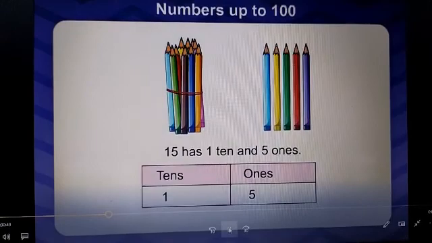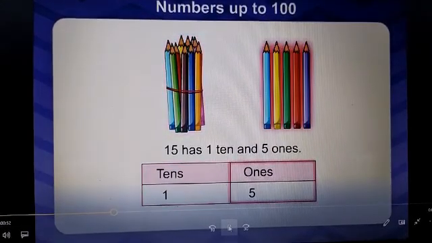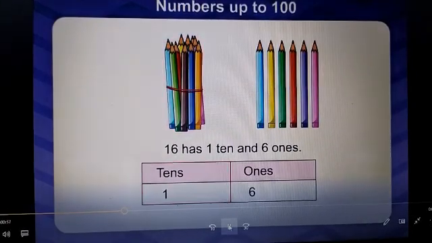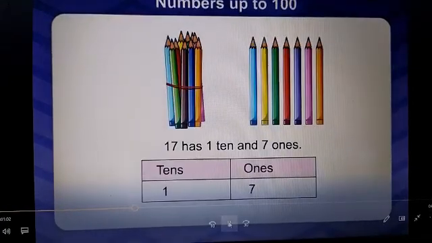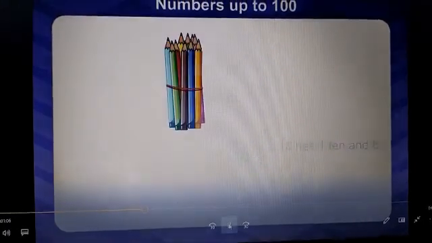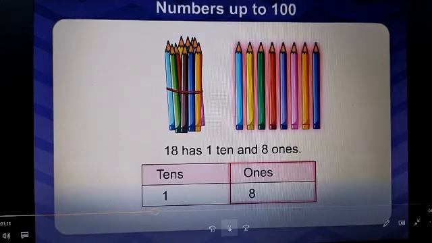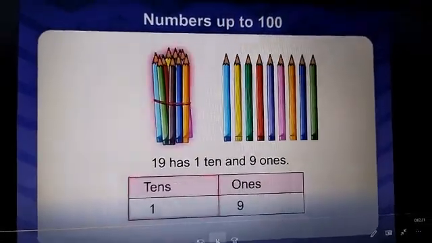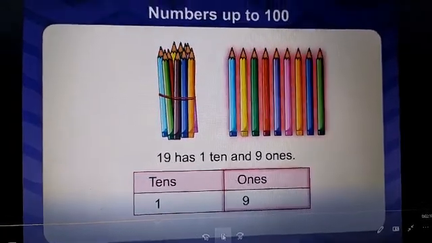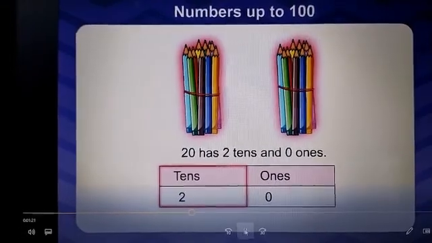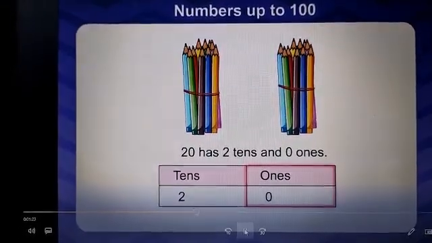15 has 1 ten and 5 ones. 16 has 1 ten and 6 ones. 17 has 1 ten and 7 ones. 18 has 1 ten and 8 ones. 19 has 1 ten and 9 ones. 20 has 2 tens and 0 ones.